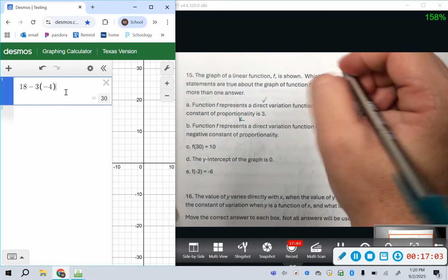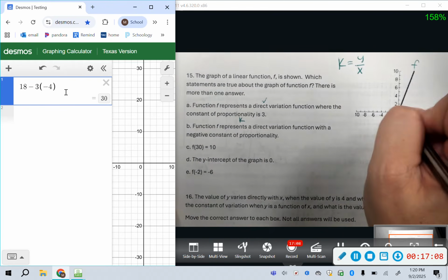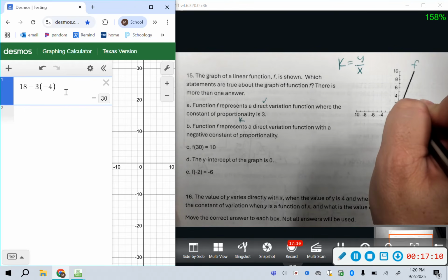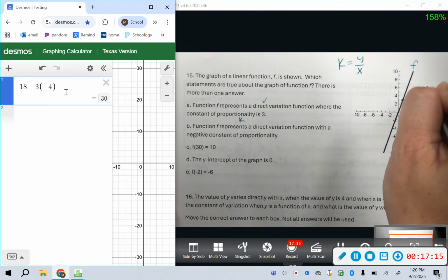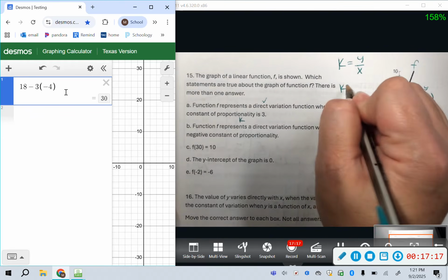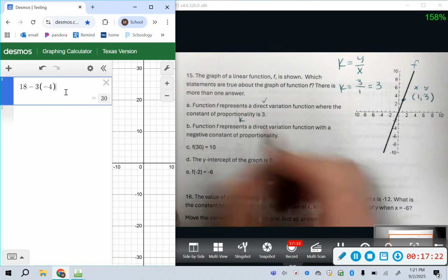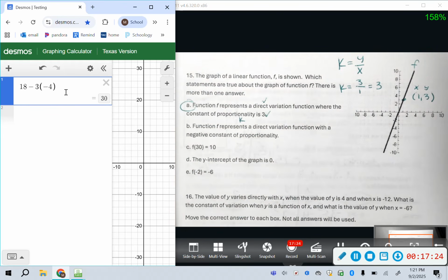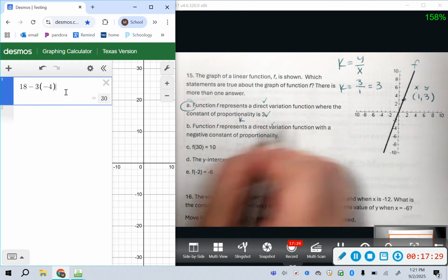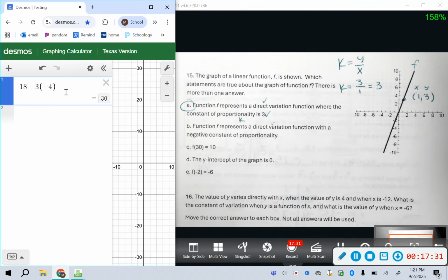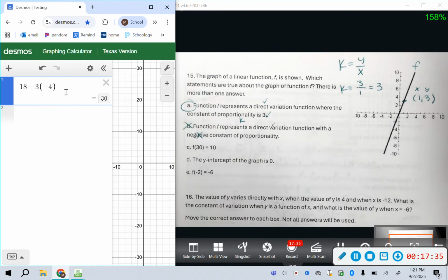Well, remember, the way we find k is y divided by x. So I'm going to find a point, not 0, 0. Here's 1, 3. Remember, that's my x, y. So I can do y divided by x. Y is 3, divided by 1 is x, and 3 divided by 1 is 3. So this is true. So A is true. The next one says function f represents a direct variation, which it does, with a negative constant of proportionality. Well, from left to right, this is positive, so that's not true. So this is not an answer.